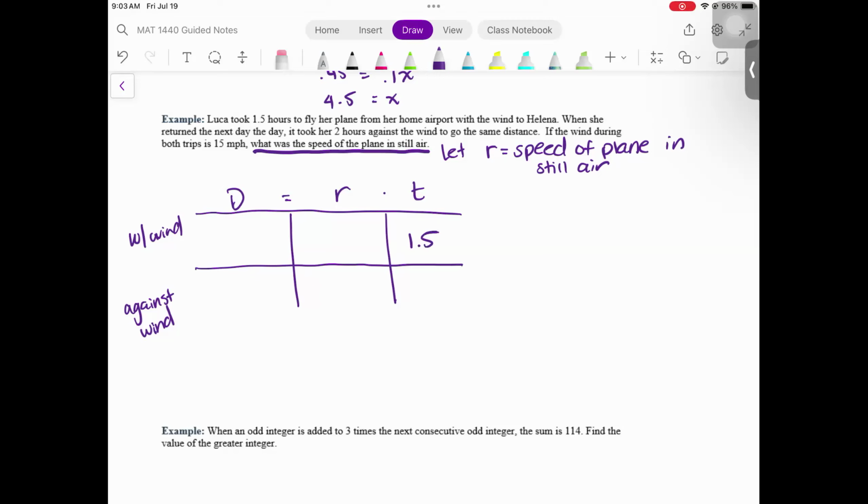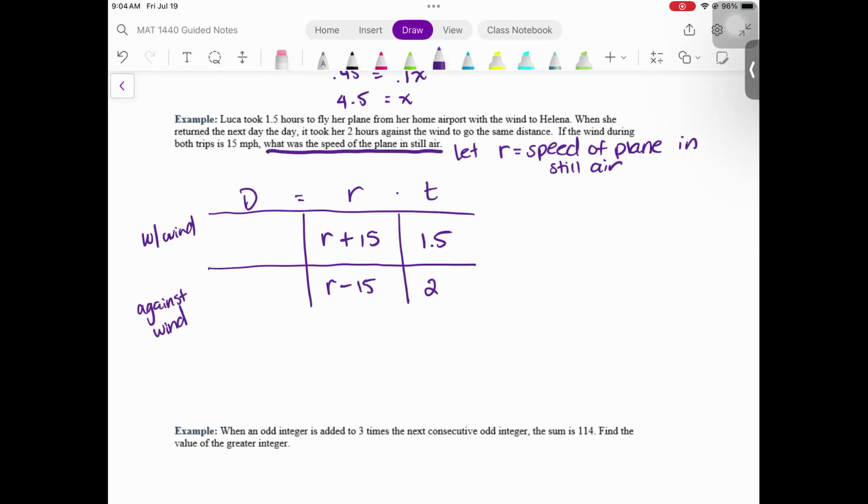Now, if she's traveling with the wind, the wind is adding to the speed of the plane in still air. So this is going to be represented by R plus 15. The next sentence says that when she returned the next day, it took her 2 hours against the wind to go the same distance. So the time is going to be 2 hours against the wind. And if she's traveling against the wind, the speed of the wind is actually taking away from the speed of the plane in still air. So it's going to be R minus 15.